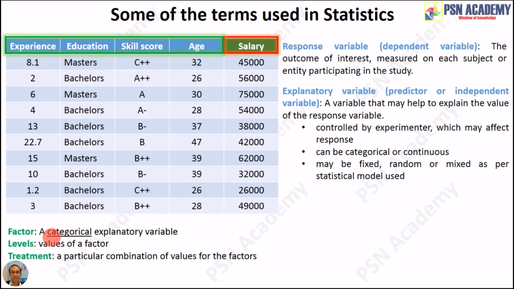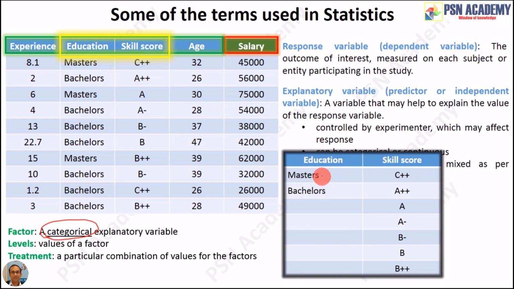Now we go with factors. Do not be confused that all the explanatory variables are factors. It is not true. Those explanatory variables that are categorical, those are what we call factors. So here, education and skill score, these two variables are factors. Experience and age are not factors. They are just explanatory variables, okay. Next, we define levels. Levels are nothing but the values of a factor. So education has masters and bachelors, these two levels, and the factor skill score has 7 values or 7 levels.